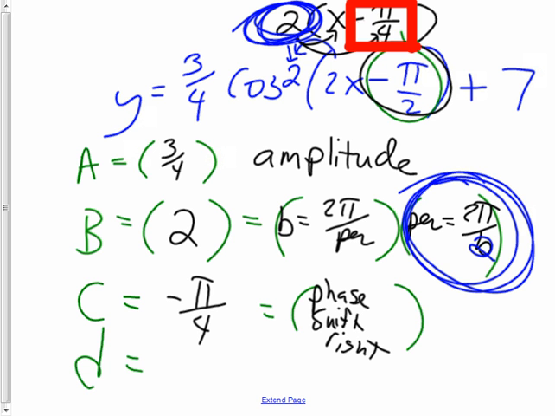And the last thing is D, which is the super simple one. It's that, and that means up 7. If you wanted to describe it as a vertical shift, that would be fine. All right. How many of you had those right? Okay, only a few, so I'm going to do one more like that.